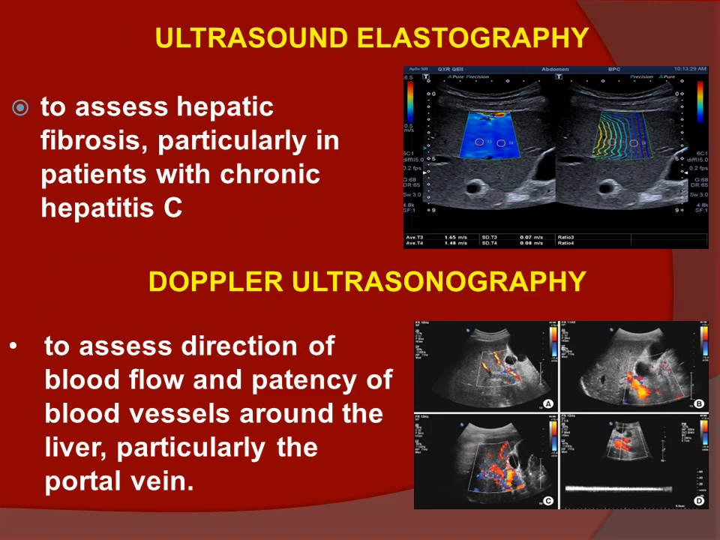Ultrasound elastography can measure liver stiffness as an index of hepatic fibrosis. Elastography is often used in combination with blood tests to assess hepatic fibrosis, particularly in patients with chronic hepatitis C. Doppler ultrasonography is a non-invasive method. It's used to assess direction of blood flow and patency of blood vessels around the liver, especially in the portal vein.